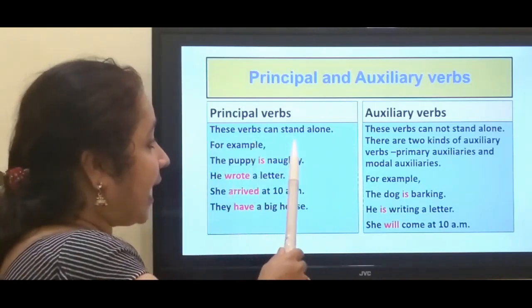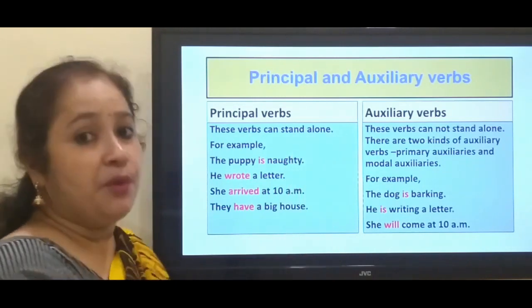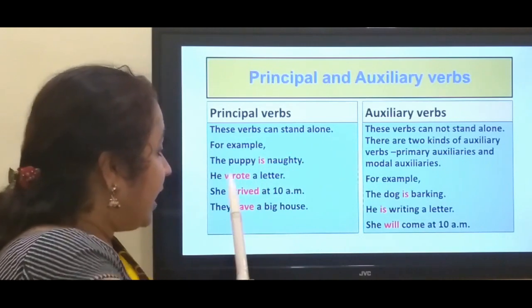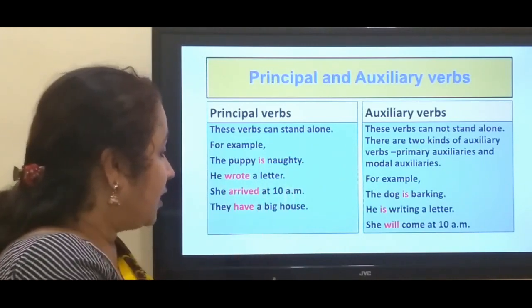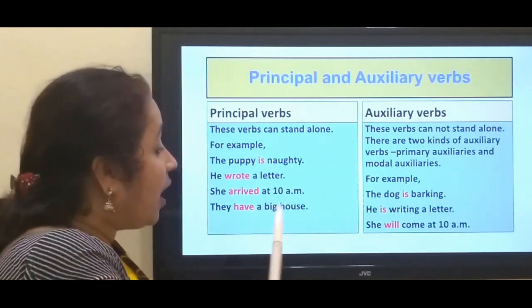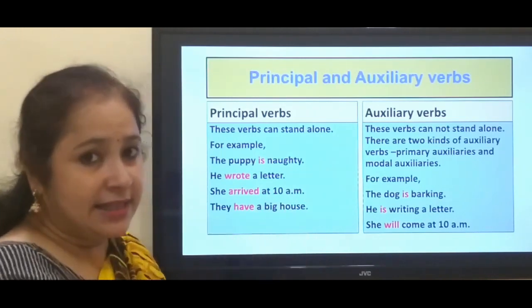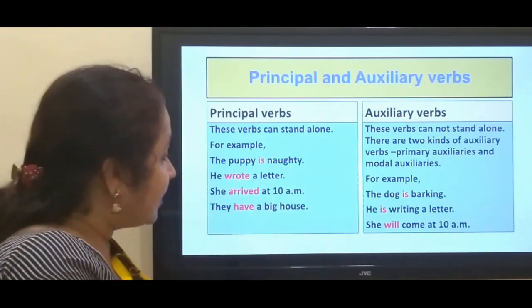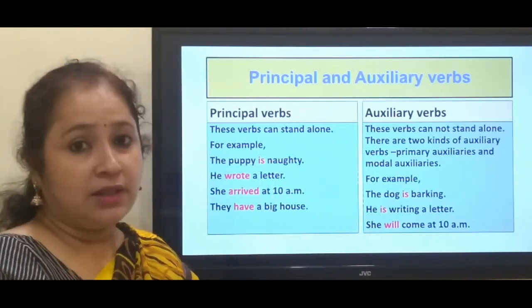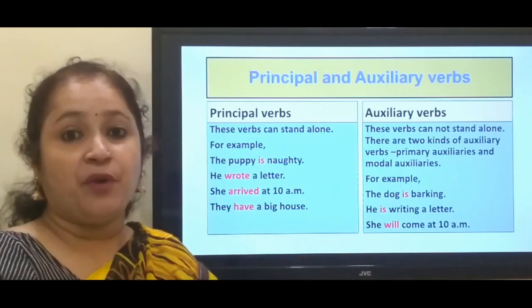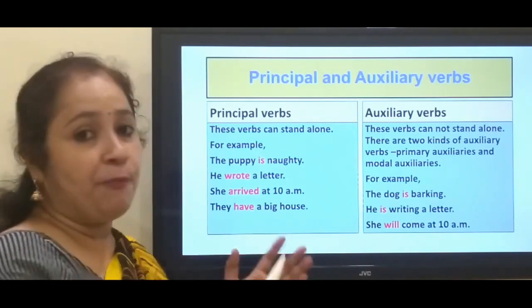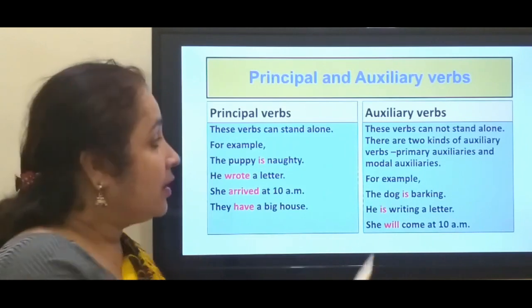These verbs can stand alone. For example, the puppy is naughty. He wrote a letter. She arrived at 10 a.m. They have a big house. In these sentences, students, you can see that these verbs do not need any kind of support. They act as a main verb in these sentences. So, they are examples of principal verbs.